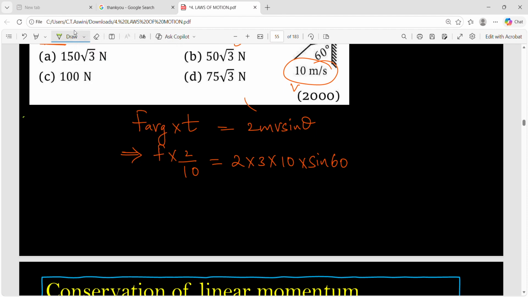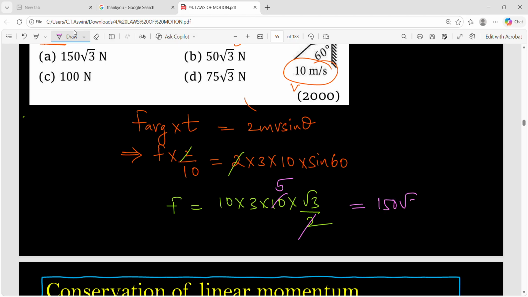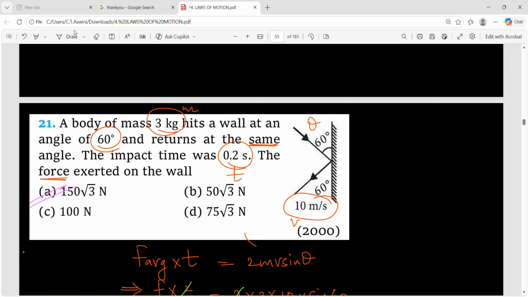What gets cancelled here? 2 and 2 get cancelled. So what is F now? If 10 goes to that side, 10 into 3 into 10 into sine 60. Sine 60 is root 3 by 2. See the options, root 3 is not simplified, so keep it the same. 2 one time, 2 five times. So what is the final answer? 15 into 10, so 150 root 3 newtons. The answer is option A. So I hope you are clear with this concept.